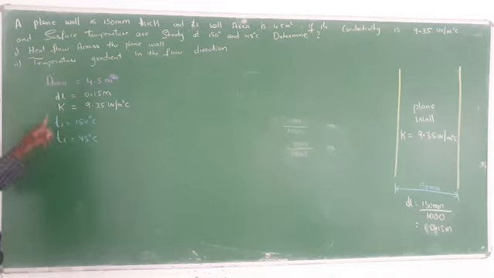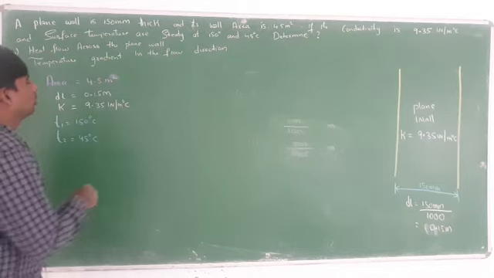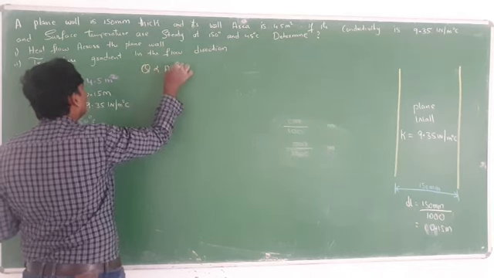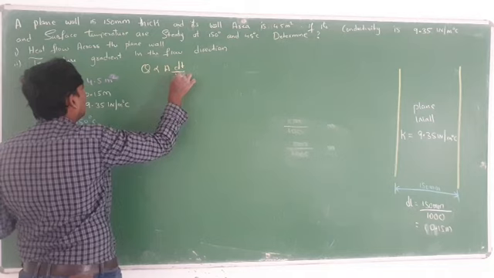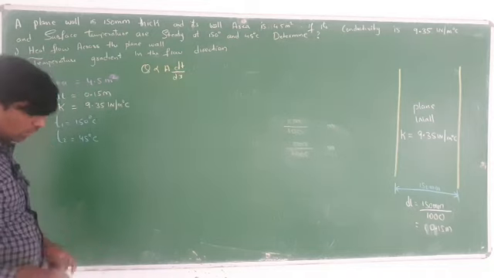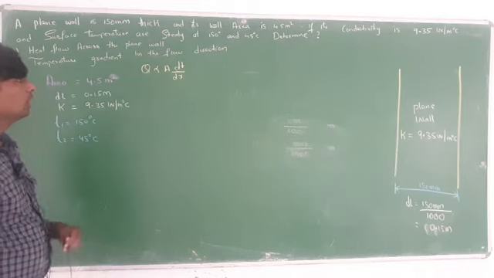As you can see here, area is given as 4.5 meter square, dx or dl or thickness is given as 0.15 meter, and K value is given as 9.35 watt per meter centigrade, and T1 as well as T2 are given. First you have to write down: Q is directly proportional to A dT by dx.